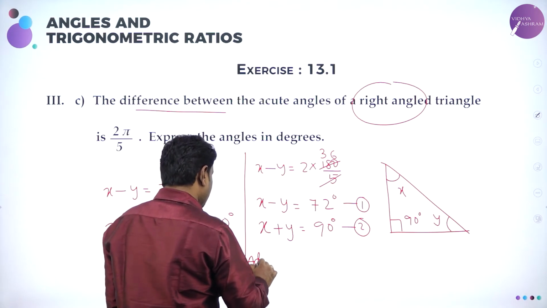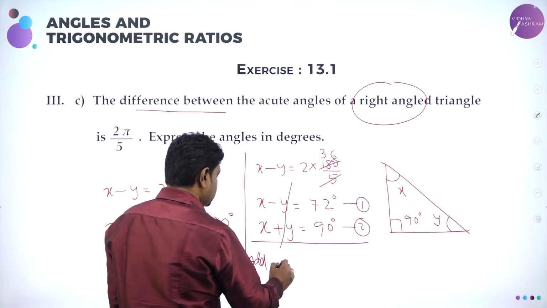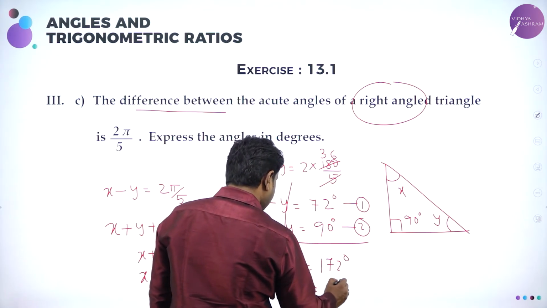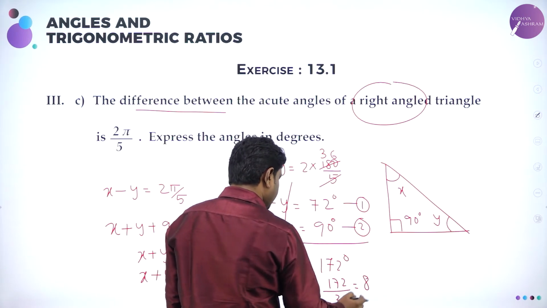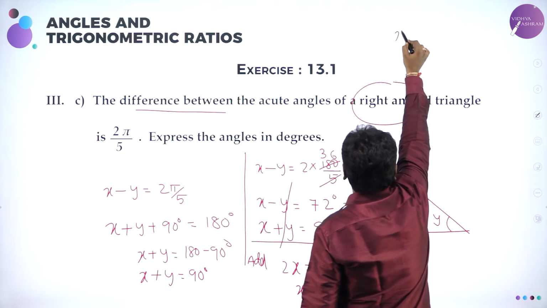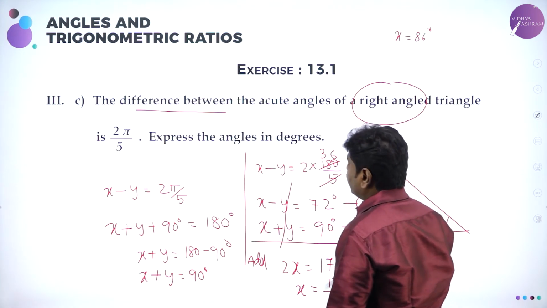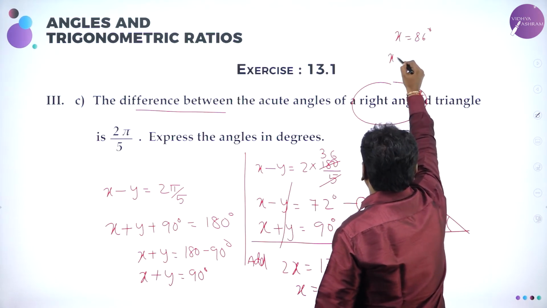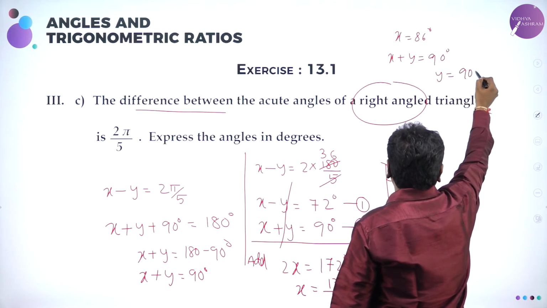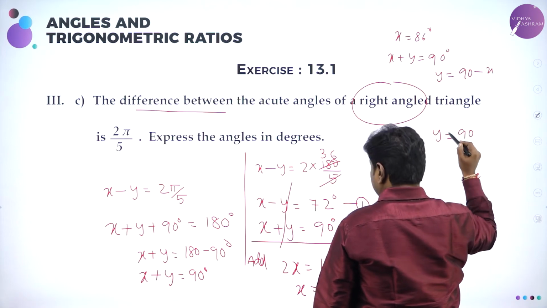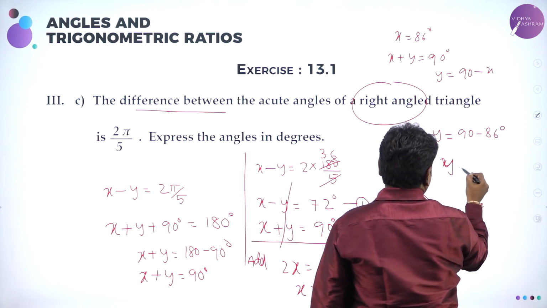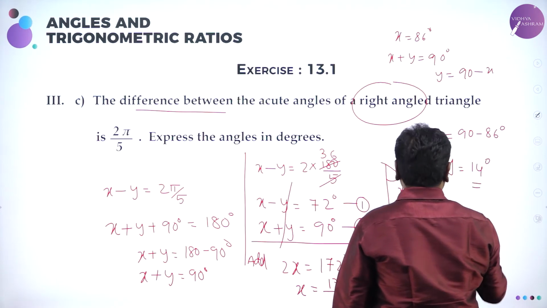Add them. I'll add both. If I add, y cancels. So 2x is equal to 172 degrees. And x is equal to half of it, 172 by 2, that is 2 eights are 16, 2 sixes are 12, so 86 degrees. You got the x value. What is the x value? x is 86 degrees and you need to find y. In order to find y, use the equation x plus y is equal to 90 degrees, so y is 90 minus x. 90 minus 86 degrees. So y is equal to 14 degrees. So these are the angles.